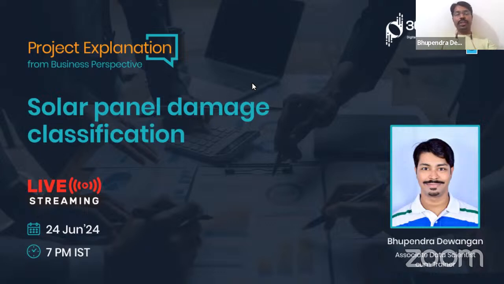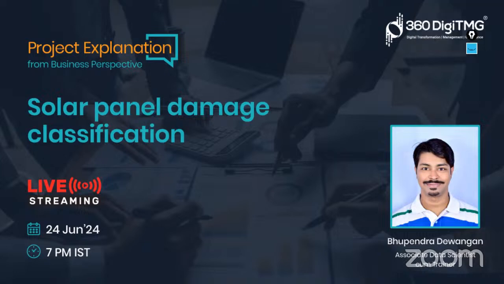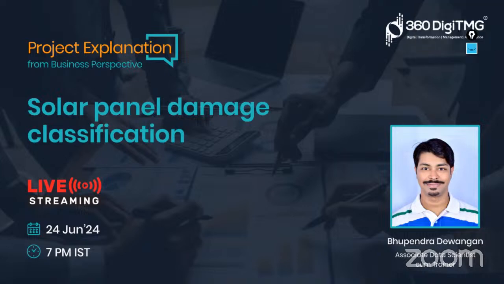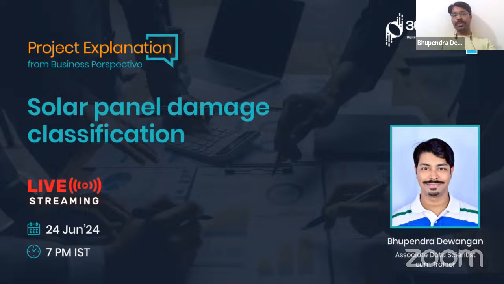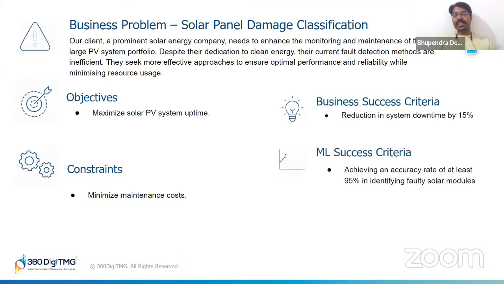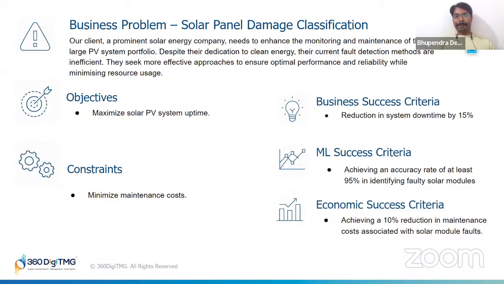So let me introduce you to Devachandan Mohanty, who is leading this project. Hi Dev, welcome to our project, welcome to the session. Thank you, Bhupendra. So, we all know there are 6 stages of CRISP-ML(Q). The first stage deals with business understanding, where we talk about the business problem, the objective, constraints and success criteria. So why don't you walk us through the business problem, objective, constraints and success criteria?